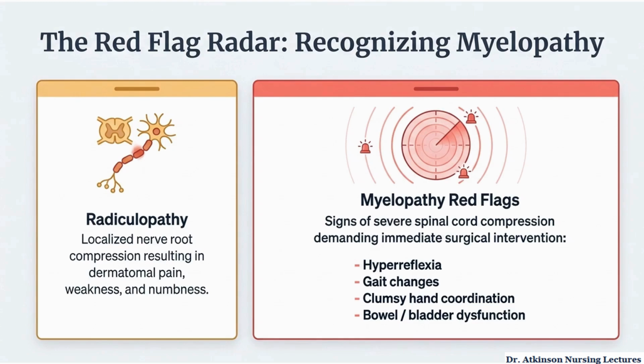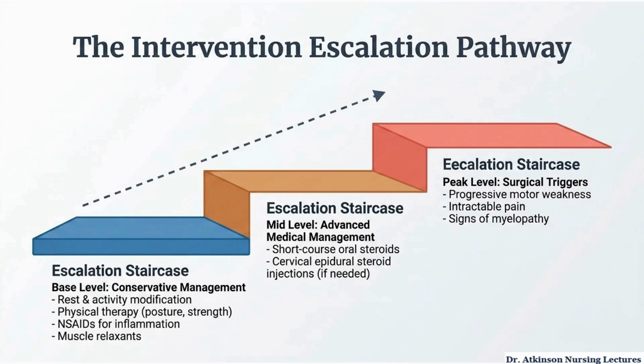Myelopathy is more serious because it reflects spinal cord compression. Red flag findings include hyperreflexia, gait instability, clumsy hand coordination, and bowel or bladder dysfunction. Most patients begin with conservative management, including rest, activity modification, physical therapy, NSAIDs, and muscle relaxants.